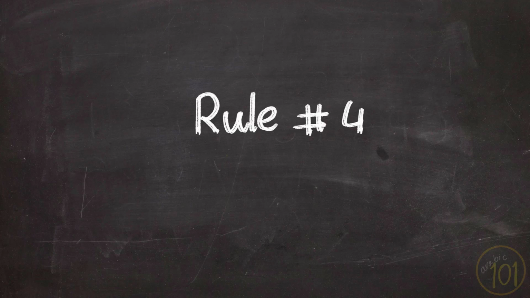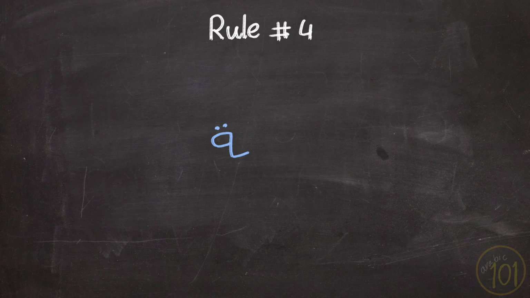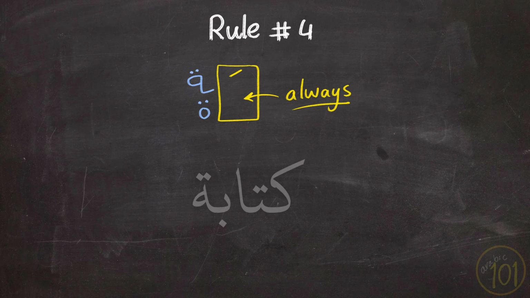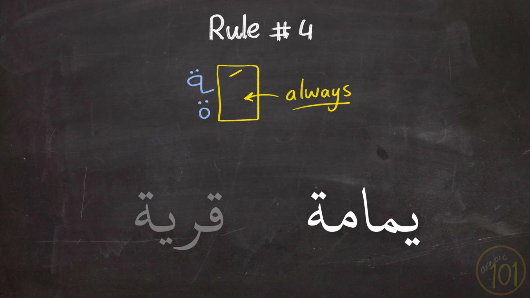Rule number 4. If the word ends with ta marboota, then the letter before ta marboota will always have fatha on it. So, for this word as an example, you would only need to remember to add kasra at the beginning of it, and the rest of the word will not need tashkeel from you to know how to pronounce it, if you remember the rules that we've just talked about. So we say kitabah. And there are other examples. Yamamah, qaryah. So there will always be fatha before ta marboota.